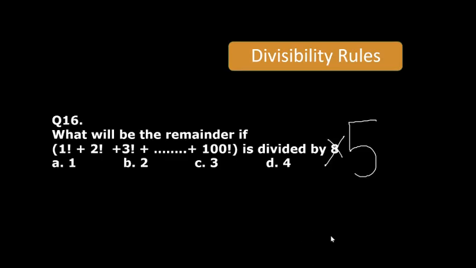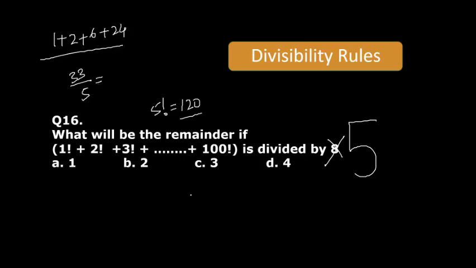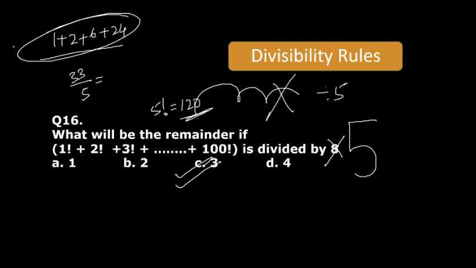3. Correct. So 5 factorial is divisible by 5, right? That is 120. So before that we have 1 plus 2 plus 6 plus 24. These are the first 4 factorials. Just add them, you will get 33, and 33 by 5 will give you remainder 3. After 5 factorial, all are divisible by 5. That will not give you any remainder. So just add before that. I hope it is clear. 33 by 5 will give you remainder 3.